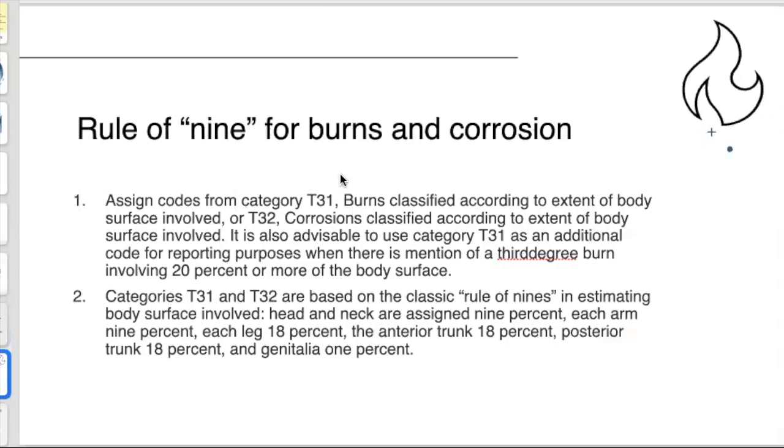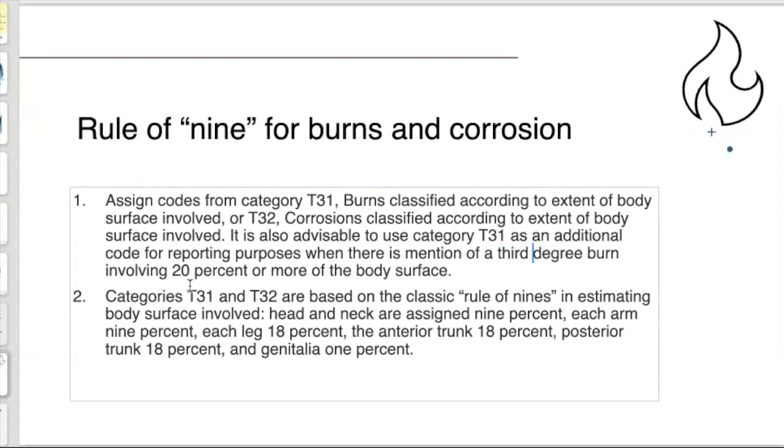Okay, what is this rule of 9 for burns and corrosion? Let's read this. Assign codes from category T31, burns classified according to extent of body surface involved, or T32, corrosions classified according to extent of body surface involved. It is also advisable to use category T31 as an additional code for reporting purposes when there is no mention of a third degree burn involving 20% or more of the body surface.